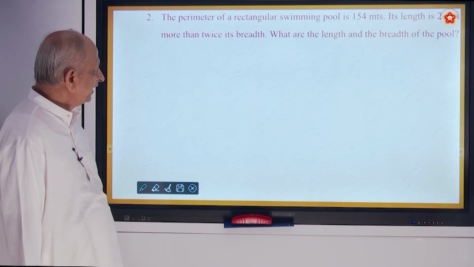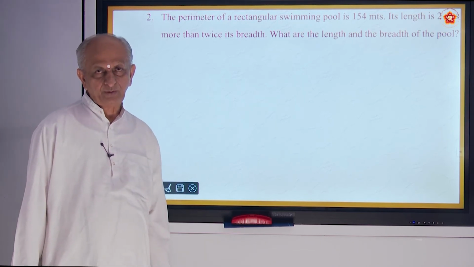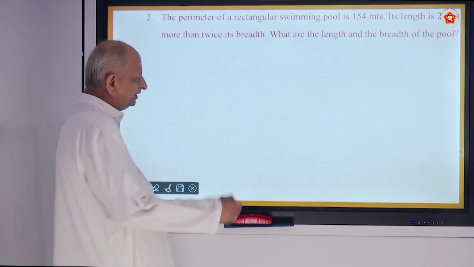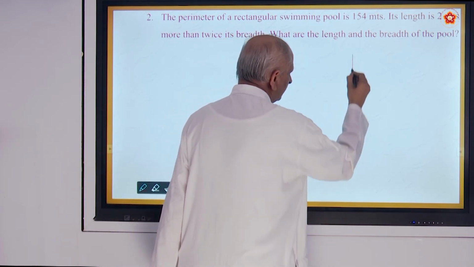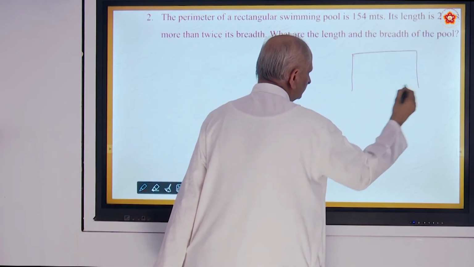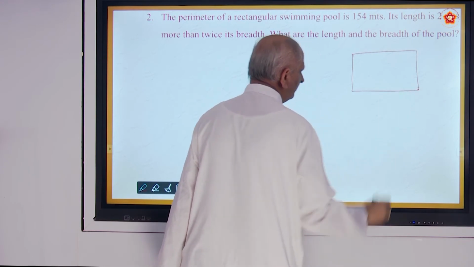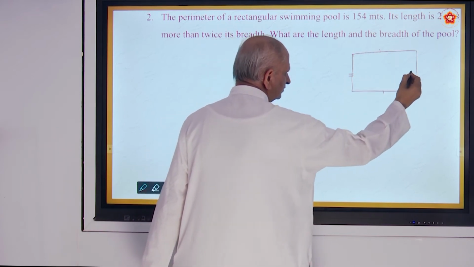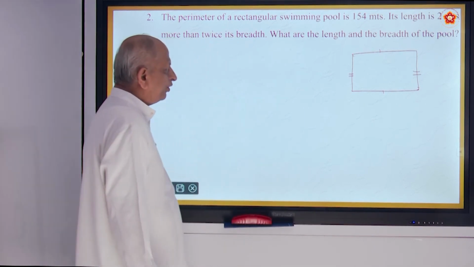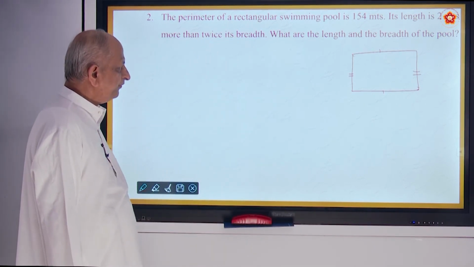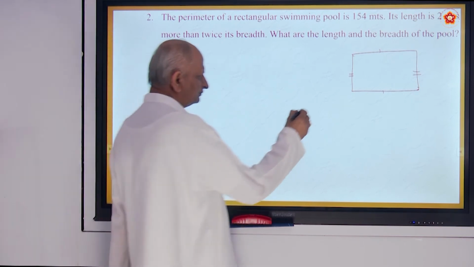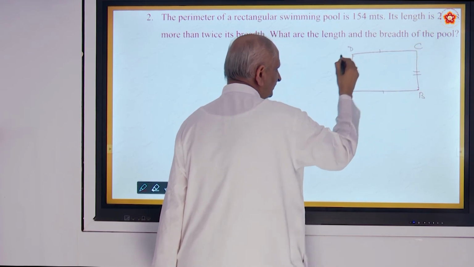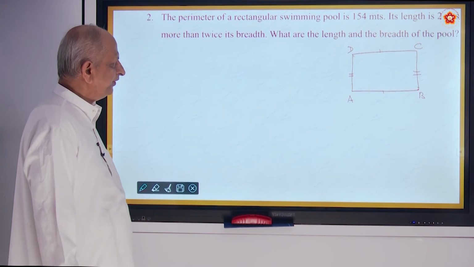The perimeter of a rectangular swimming pool is 154 meters. What is perimeter? You know what a rectangle is? A rectangle means it has a length, two lengths will be there, these two lengths will be equal, and it has two breadths, they also will be equal. Now, perimeter is given to be 154. What does perimeter mean? The length of all the sides AB, BC, CD, DA is 154.